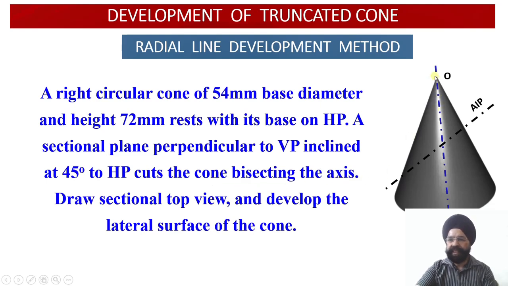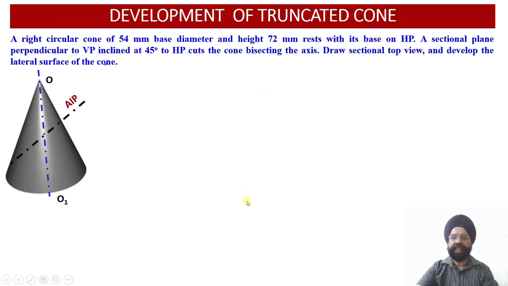Here you can see this is the axis of the cone. O is the top apex portion and O1 is the point of the axis at the center of the cone, and this is the AIP which bisects the axis of the cone, and the angle of inclination of the AIP with respect to the horizontal plane is 45 degree. Now we are required to draw the sectional top view and also show the development of the lateral surface of the truncated cone. So let us start working on the basics, that is the projections of the cone which is uncut.